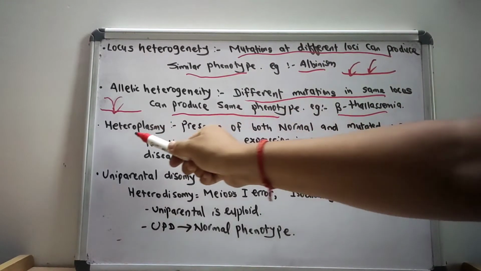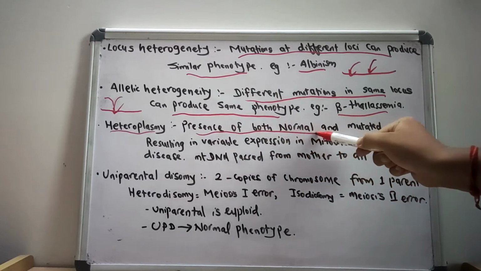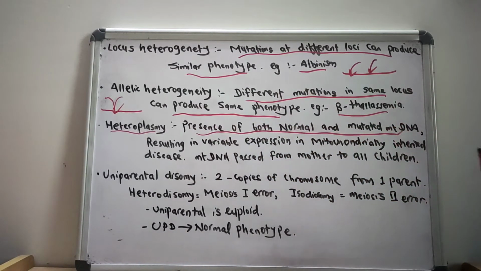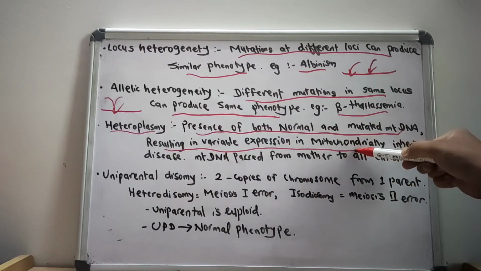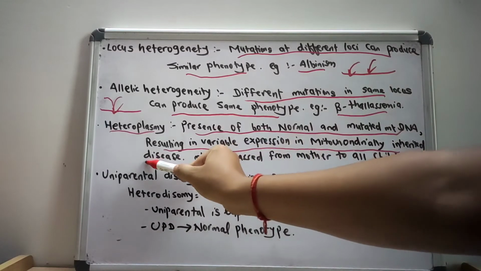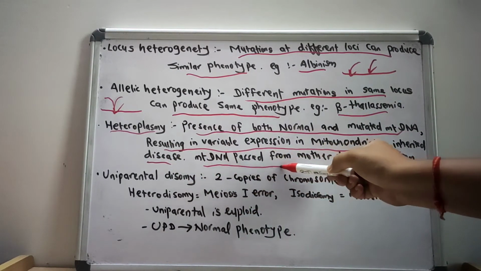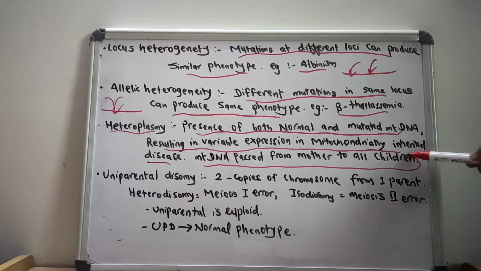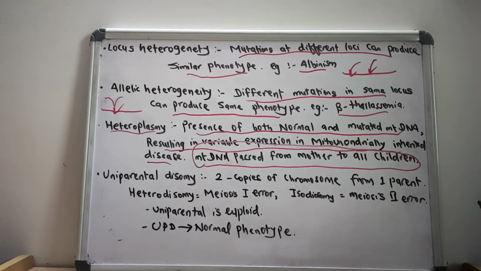And what is known as heteroplasmy? The presence of both normal and mutated mitochondrial DNA resulting in variable expression in mitochondrially inherited disease, because all mitochondrial DNA is passed from the mother to all the children. So it is known as heteroplasmy.